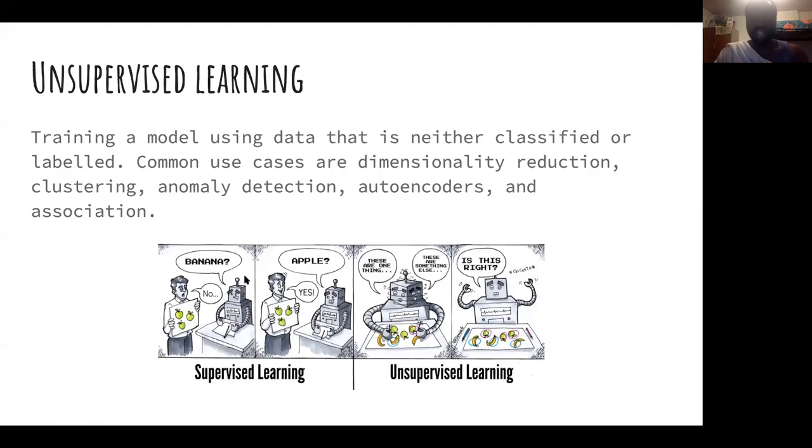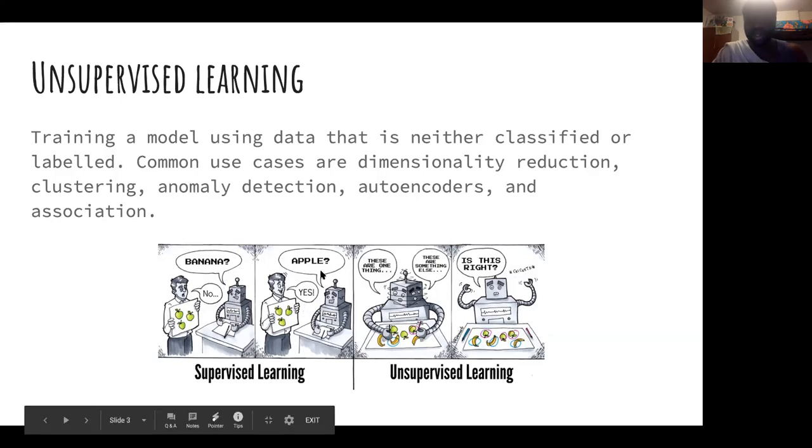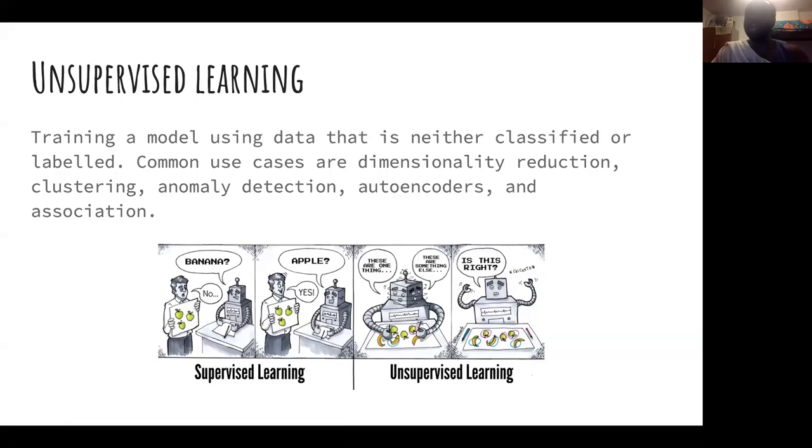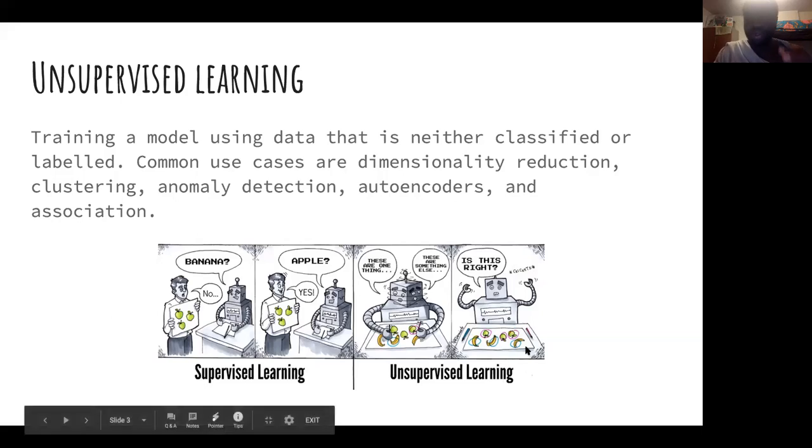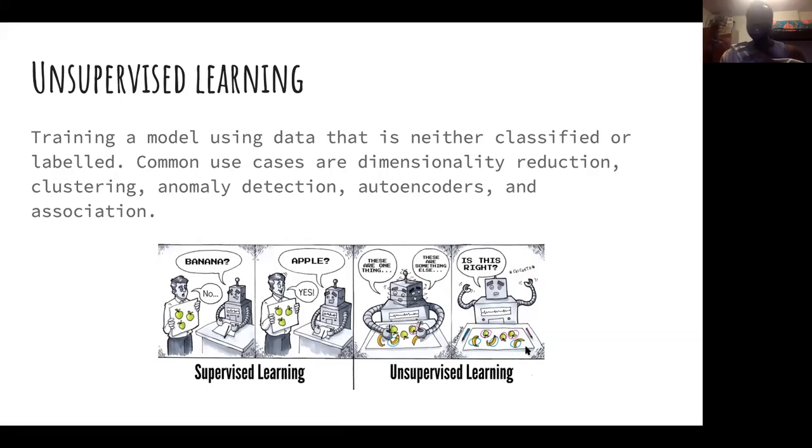If you look at the cartoon below, the one on the left is supervised learning, where we give it an image and then ask it to predict what the image is. Versus in unsupervised learning, it's sort of like sorting. You just give the model all the data, and it sorts it out for you and says, oh, this looks like this, and this looks like this. Now, there are common use cases: dimensionality reduction, clustering, anomaly detection, autoencoders, and association. We won't cover everything, but for today, the main one is dimensionality reduction.